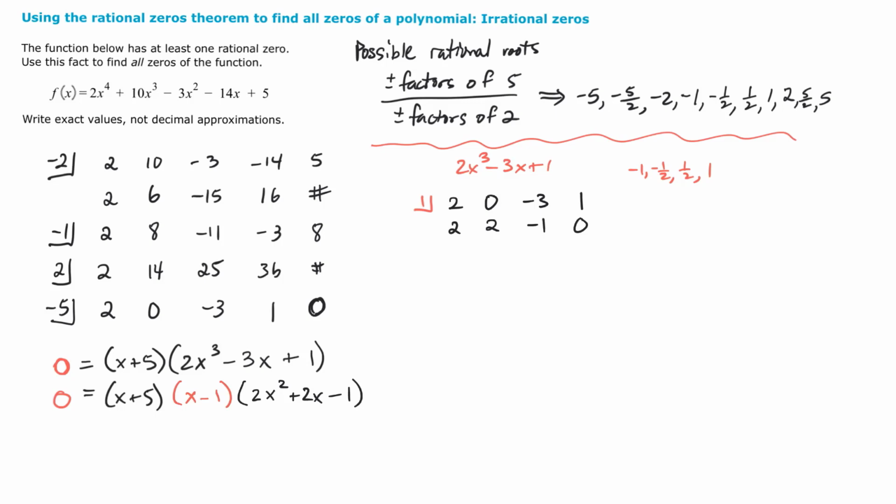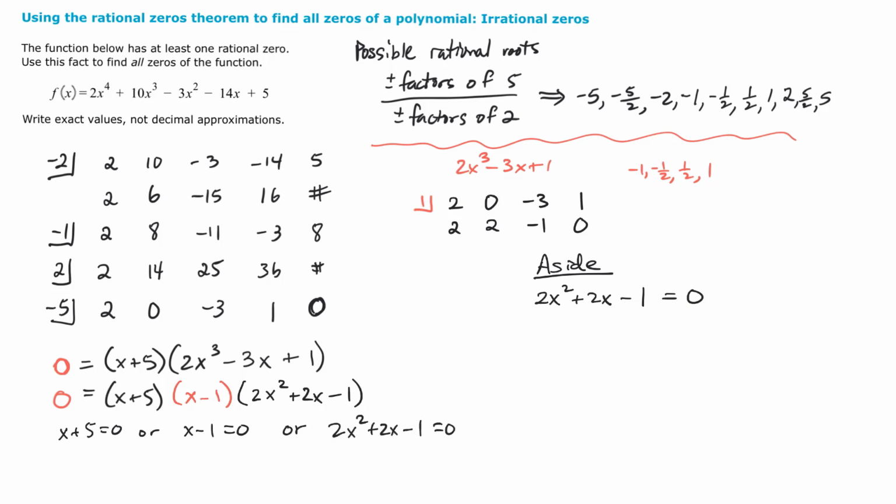We're almost done. We need to find the exact values of the zeros. So we got 2 of them. Now we need the third one. Let's go off to the side here and show some detailed work. I'm going to take this quadratic and set it equal to 0. The very next step, you're going to write x plus 5 is equal to 0, or x minus 1 is equal to 0, or 2x squared plus 2x minus 1 is equal to 0. Let's use the quadratic formula because this doesn't factor.